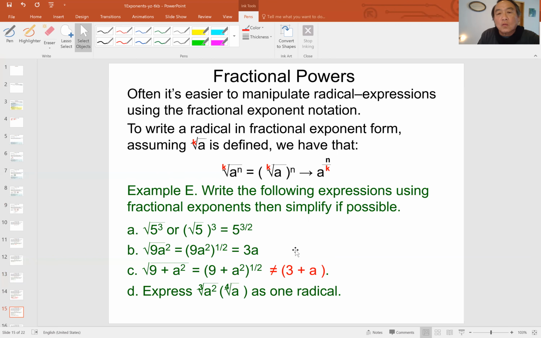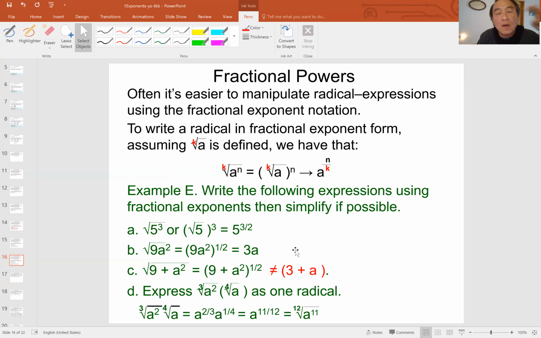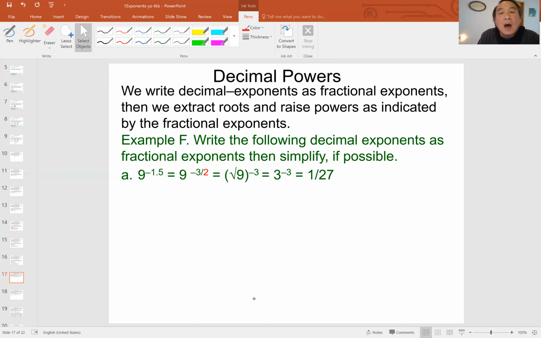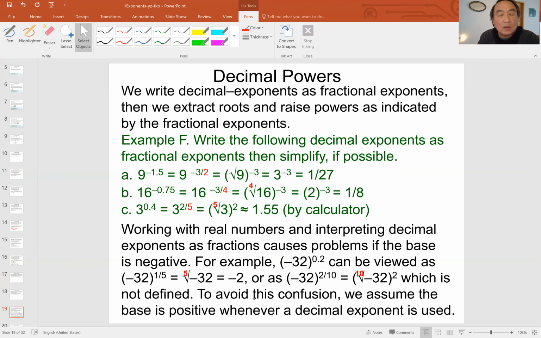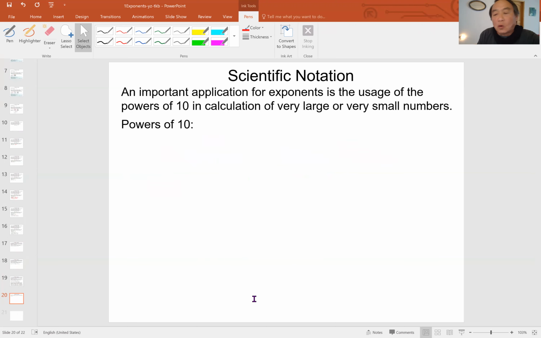And we can use fractional exponents to collect radicals: change them to fractional exponents, then do fractional additions, then get the answers as the radical. And then finally, a decimal power is to be interpreted as fractions first, and then go from there. And so these are the respective decimal powers. And we use positive base only for decimal powers.